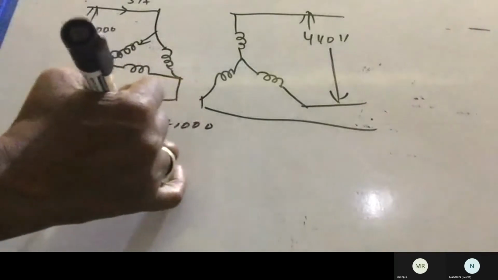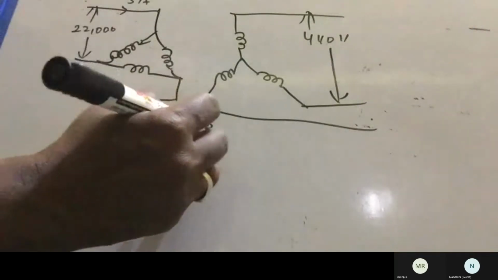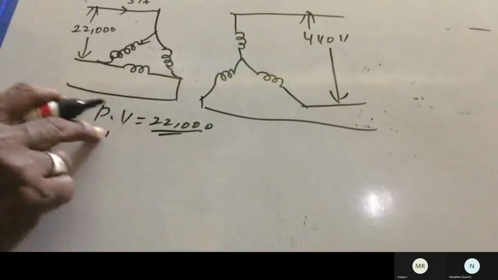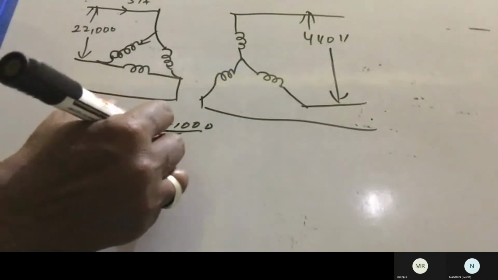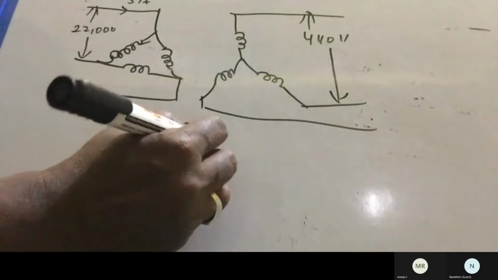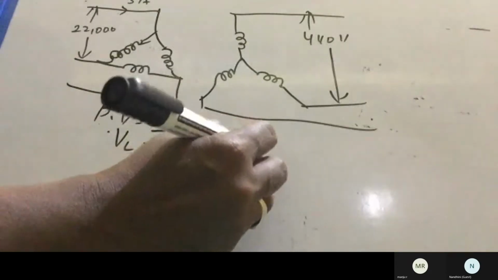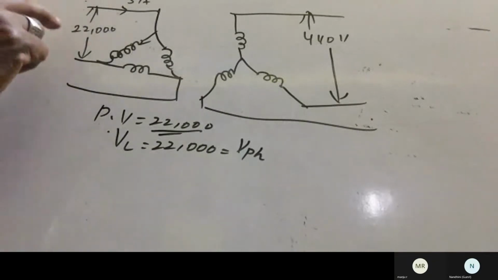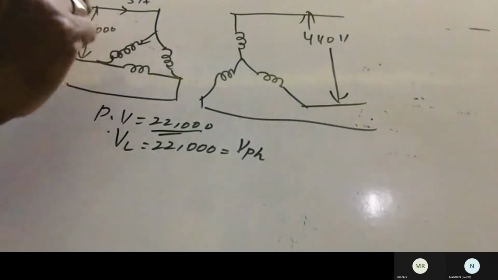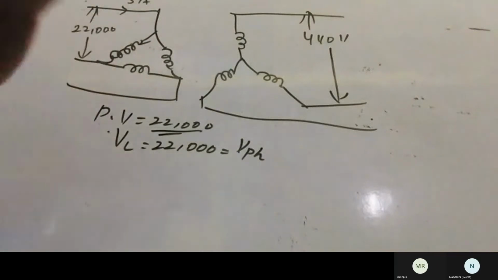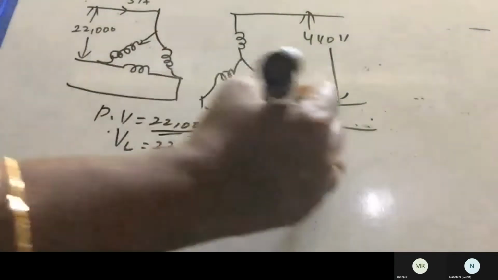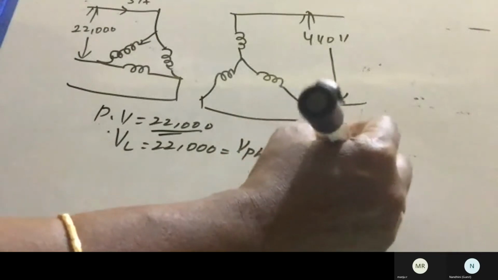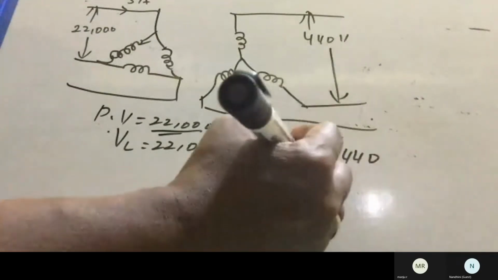This will be a delta connection. So the primary side line voltage will be 22,000, that is equivalent to the phase voltage, isn't it? Line voltage and phase voltage are equal. Between two lines, the voltage is the line voltage; between the two lines one phase is there, that is the phase voltage. Similarly on the secondary side, the line voltage will be 440, that is star connection.